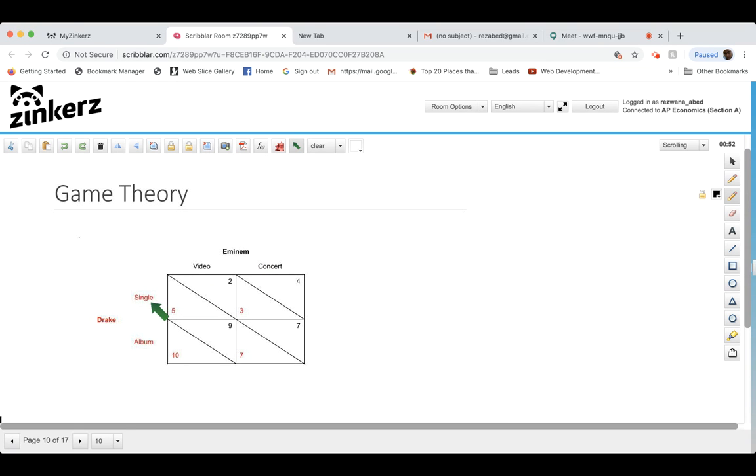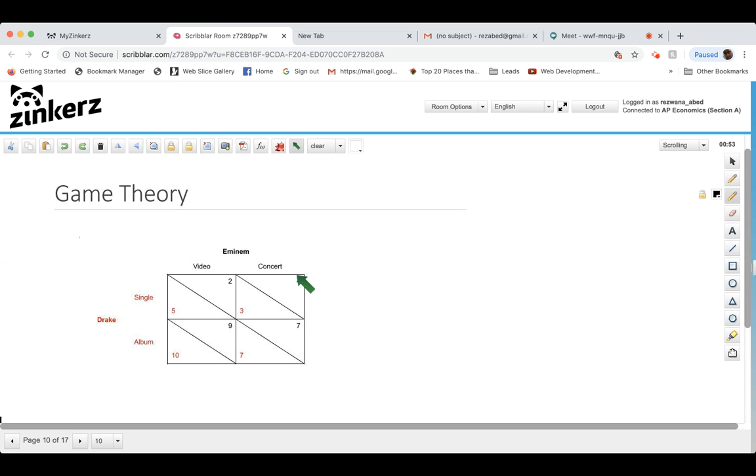The numbers correspond to the payoffs for each one of the strategies. So if Drake chooses a single and Eminem chooses a concert, the payoff for Drake would be 3. I go over to the row that has single for Drake, and then I pick the column that says concert. So I'm located in this cell. The payoff for Drake is 3, and the payoff for Eminem for doing a concert is 4.